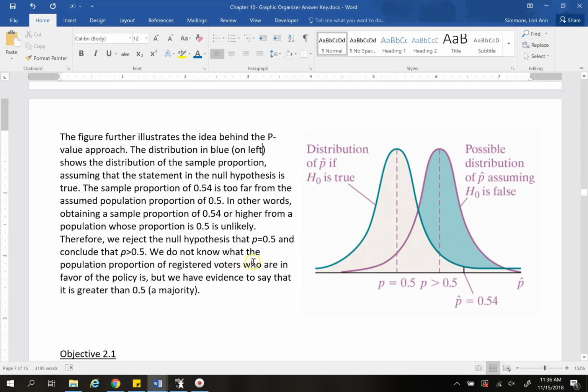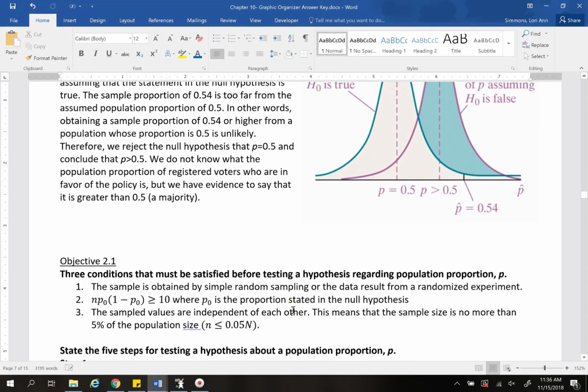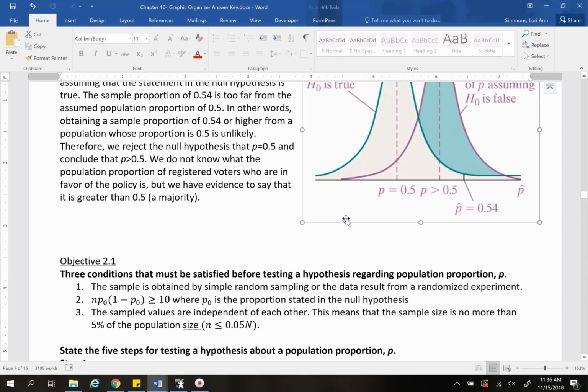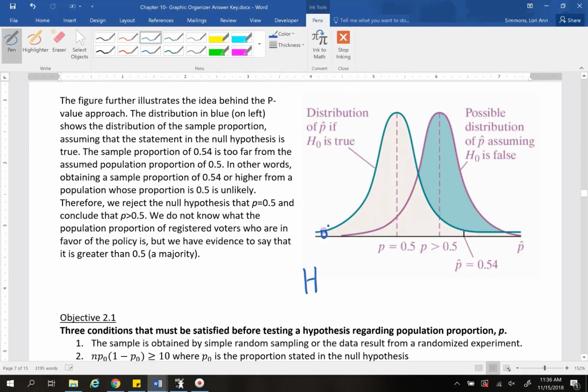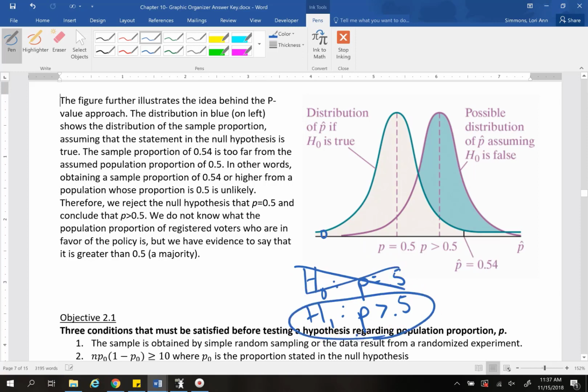We do not know what the population proportion of registered voters who are in favor of the policy is, but we have evidence to say that it is greater than 0.5. So this can be written as H null, where p is equal to 0.5, and the alternative is p greater than 0.5. We're rejecting the null, so we're going with the alternative.